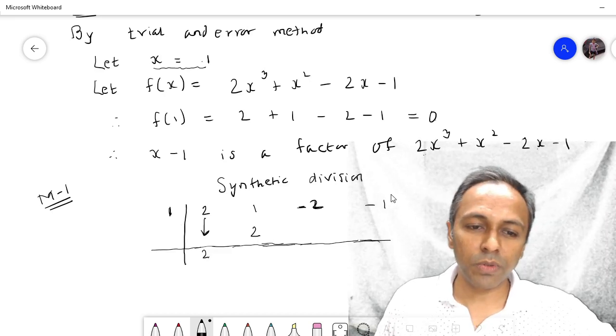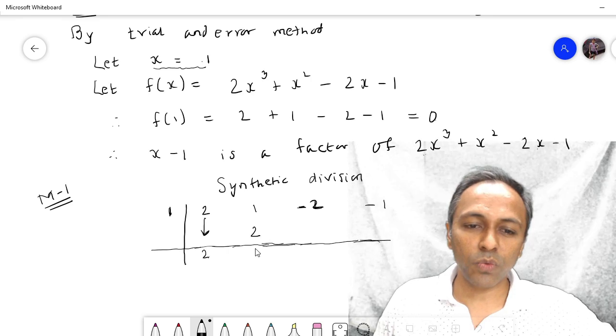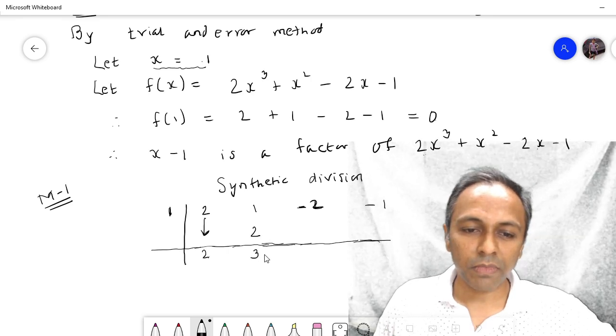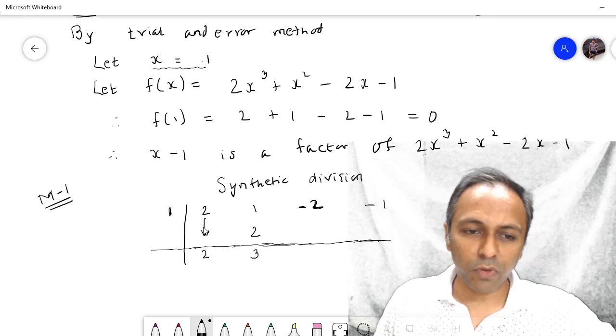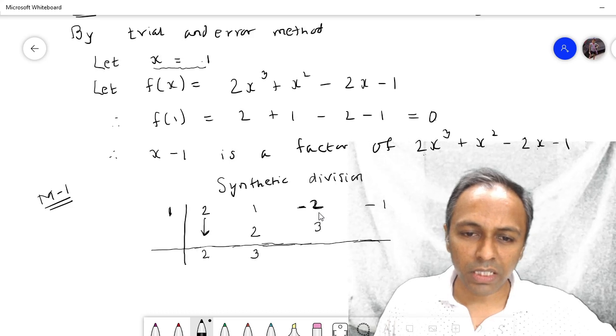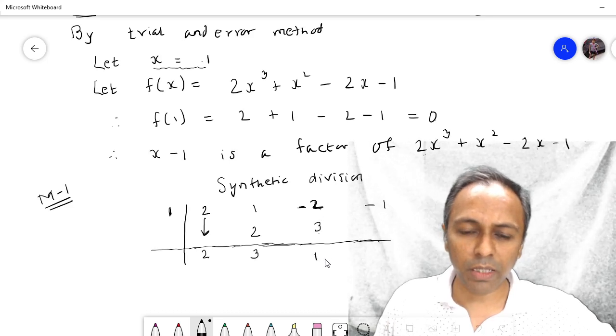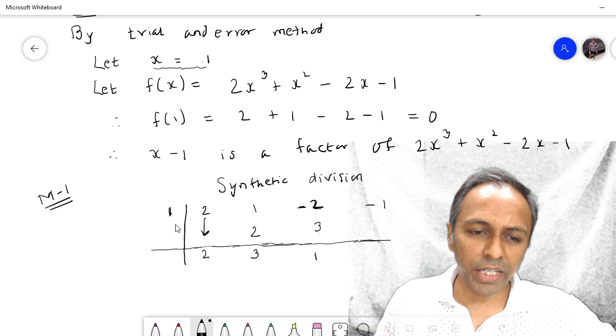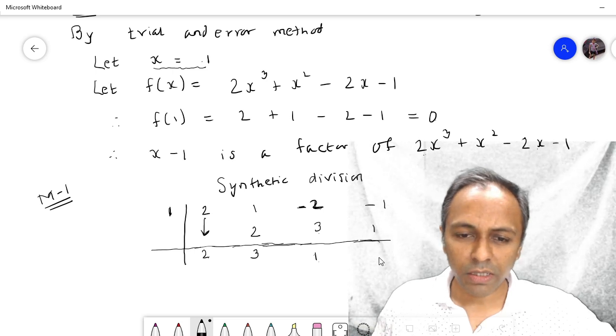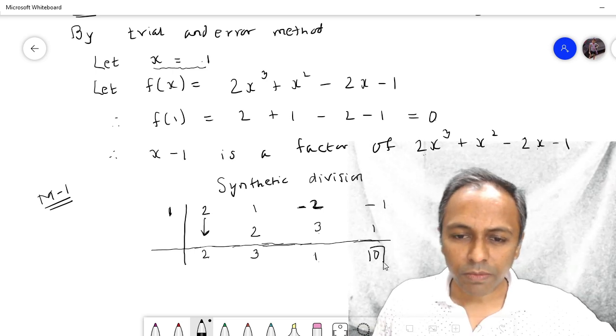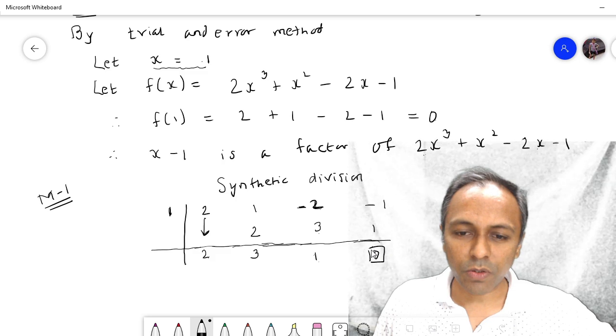2 into 1 is 2, write 2 here. 1 plus 2 is 3. Therefore 1 into 3 is 3. Minus 2 plus 3 will become 1. 1 into 1 is 1. Remainder is 0 as expected. This value is called the remainder.